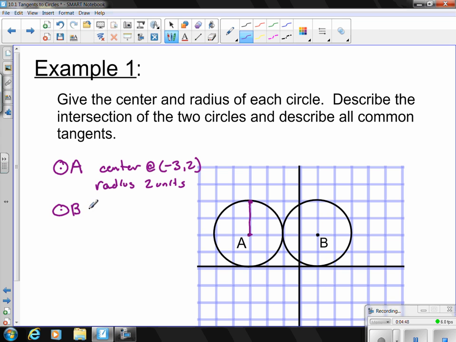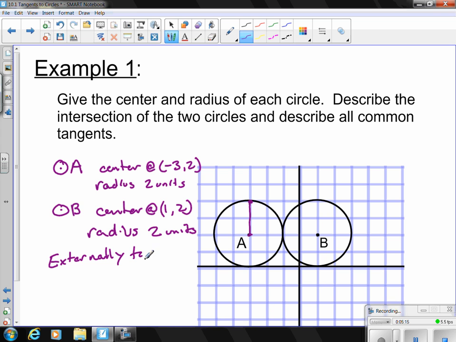Circle B, the center is at 1, 2, the radius of 2. Now describe the intersection of the two circles. So these circles are externally tangent, because they intersect at one spot, and the circles are on the outside of each other.